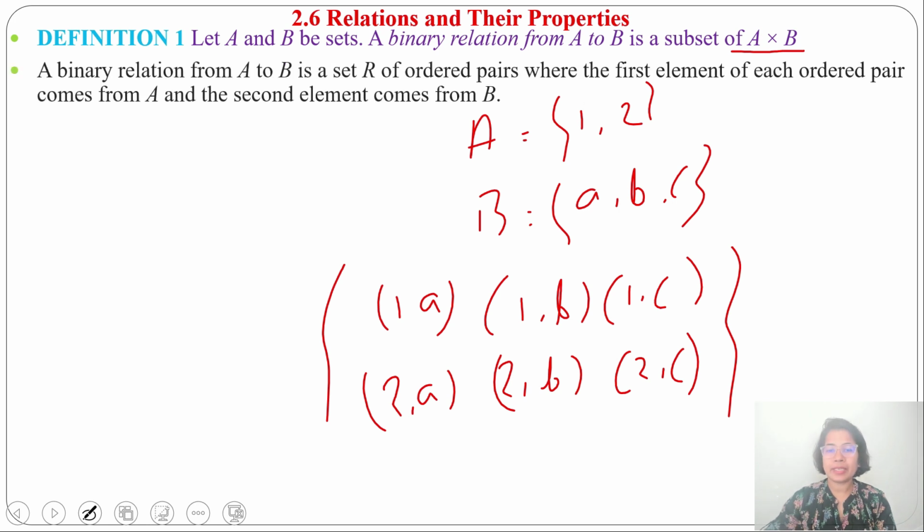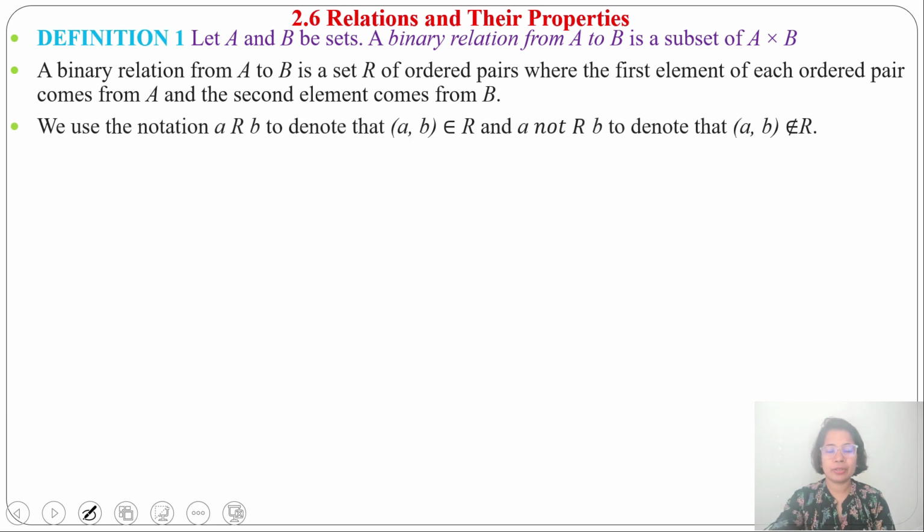A binary relation from A to B is a set R of ordered pairs where the first element of each ordered pair is from set A and the second element of each ordered pair comes from the second set B. So here you can mark 1 is from A and a is from B, then 2 is from A and b is from B. So in each ordered pair, the first element is from set A and the second element is from set B.